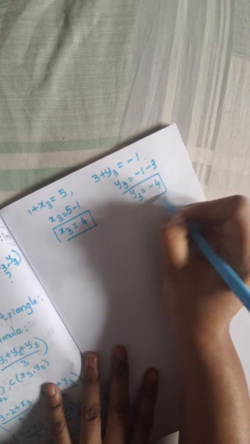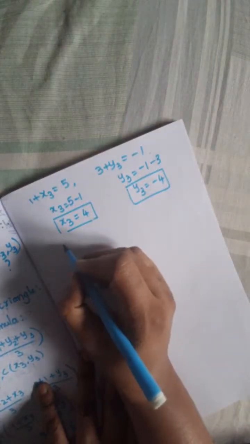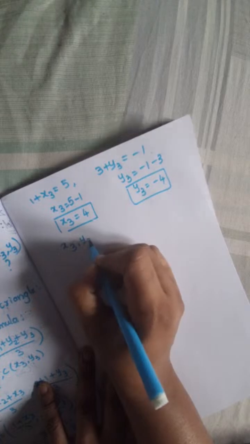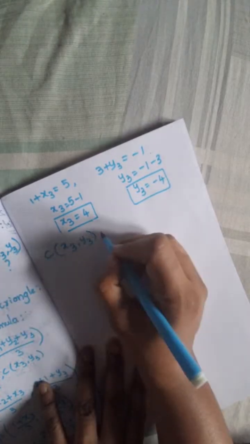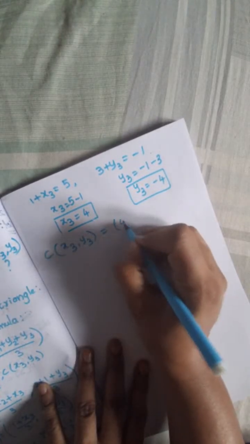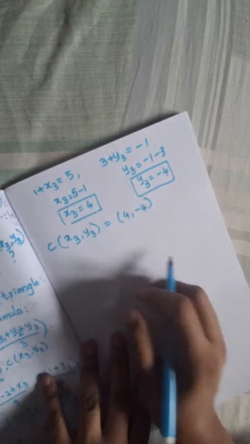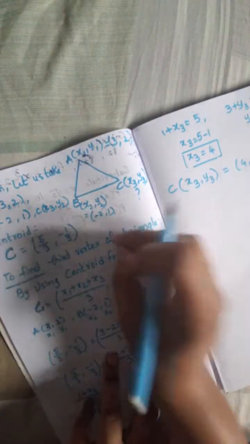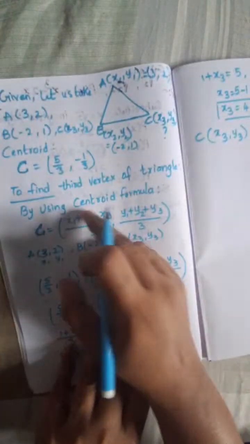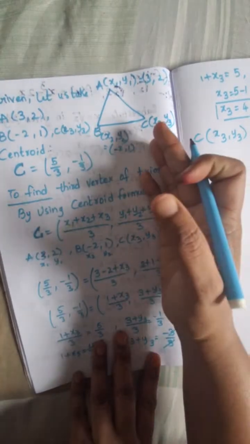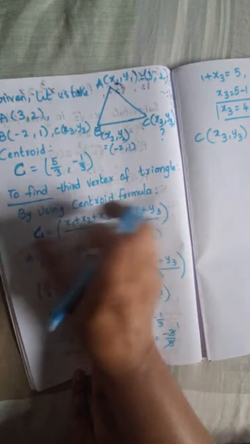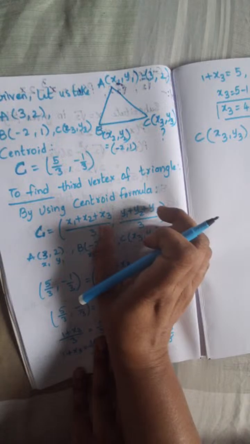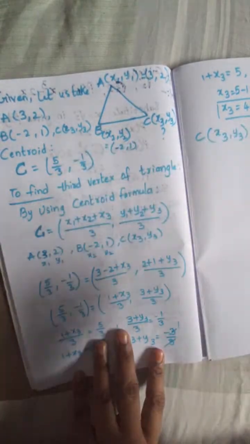So therefore we obtain the third vertex, that is x3 comma y3, which is the C vertex. From the triangle we obtain 4 comma minus 4 as the vertex C. So with two vertices we can find the third vertex. By using the centroid formula, if the centroid values are given in the question, we can easily find the other vertex.